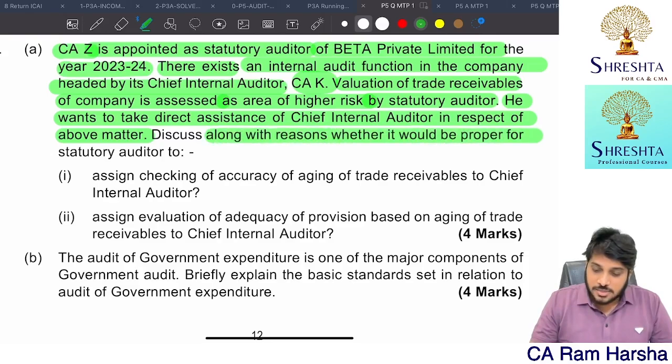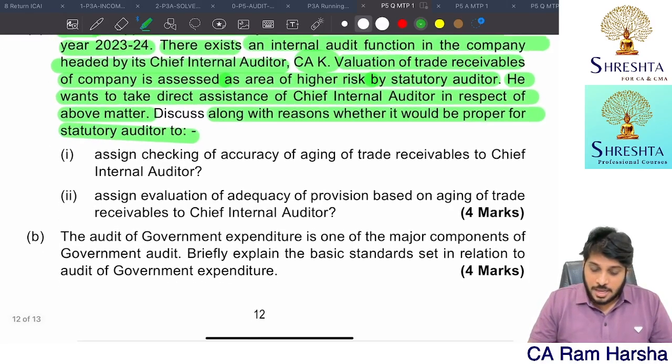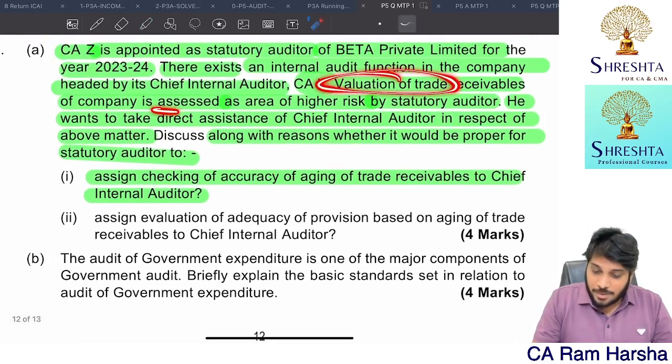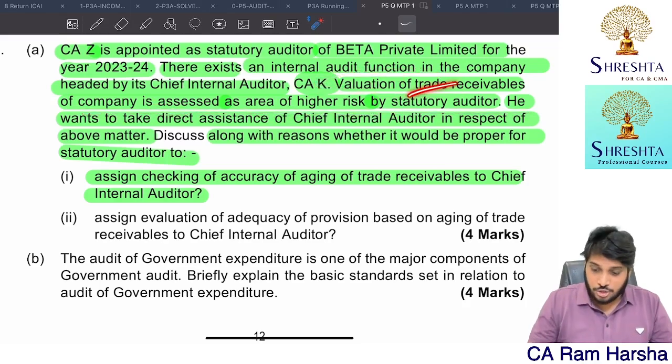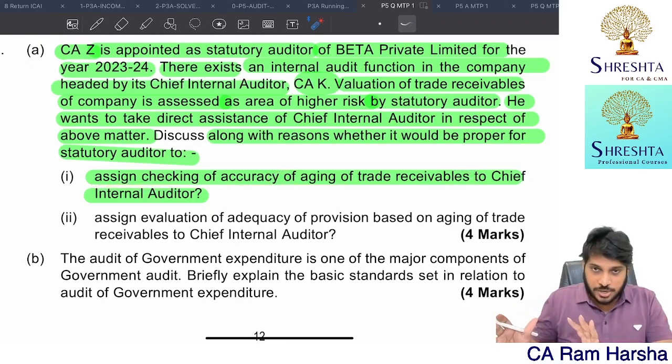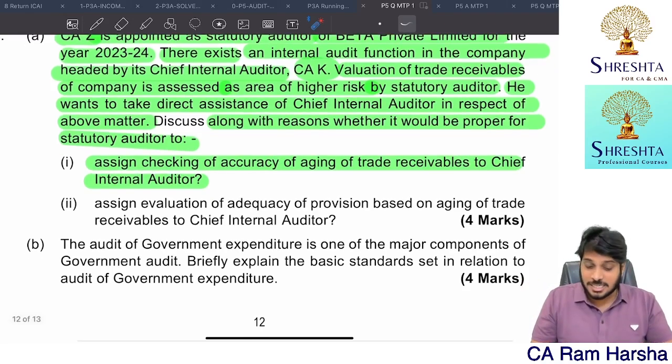Discuss along with reasons whether it should be proper for the statutory auditor to assign checking of aging of trade receivables. See, the valuation part you felt is high risk, that you should not delegate. Assign checking of accuracy of aging of trade receivables. The company has performed aging analysis for trade receivables. Whether the aging is accurate or not, that you can give under direct assistance.